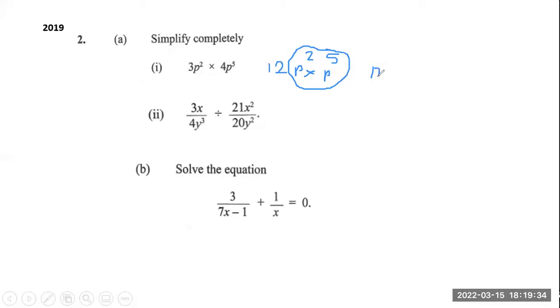It would be 12p to the power of 2 plus 5, because when we multiply powers and they have the same base, we add them. We add the powers 2 and 5. So your answer would have been 12p to the power of 7 for this problem.